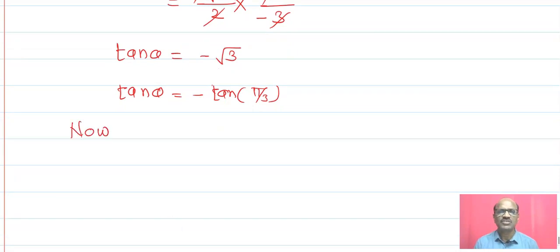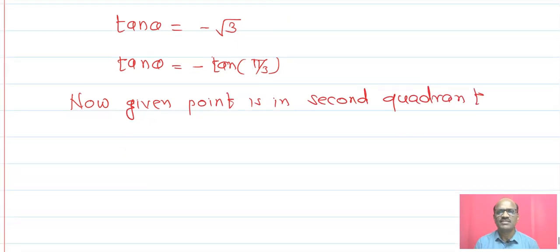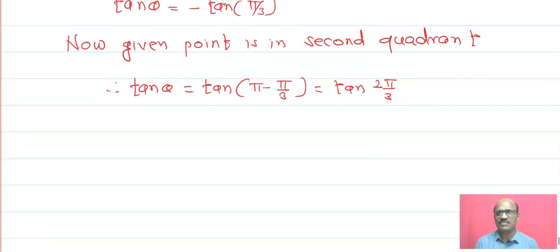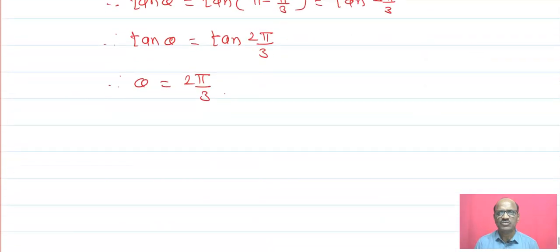By using trigonometry, to understand this concept, the given point lies in the second quadrant. Therefore, tan theta is equal to tan of pi minus pi by 3. We have learned this in the trigonometry chapter in M1. Therefore, tan of theta is equal to tan of 2 pi by 3. Therefore, theta is equal to 2 pi by 3.